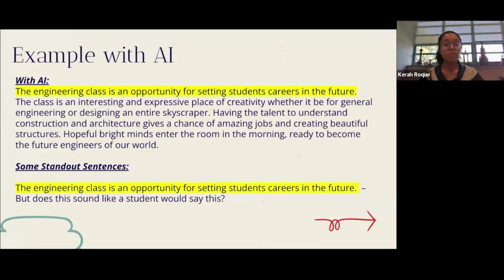Like I said, one of the main standout sentences a lot of consultations often focus on are those beginning introduction paragraphs, because this is a large area where many novice writers and many established writers as well seem to struggle. I picked this sentence because it doesn't necessarily sound like a student would say this. It doesn't have the natural voice and flow that a student may use in verbal conversation.